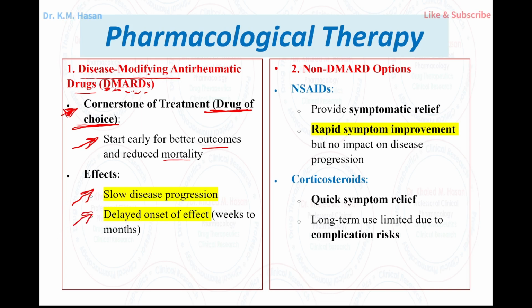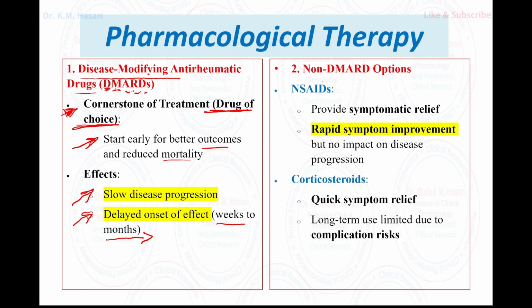And what that means is, when you diagnose the patient with rheumatoid arthritis and you prescribe the medication, it will take weeks to months to see the positive effect. So please remember here, this one needs time, slow onset of action. We need time to see the effect of DMARD on the patient. Okay, moving to the non-DMARDs.